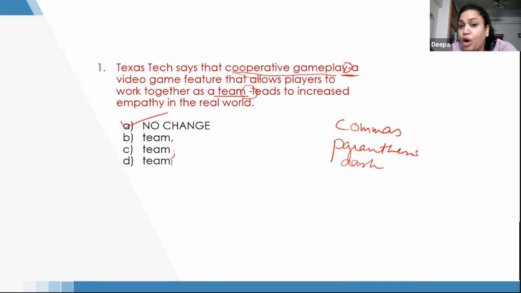Like in this sentence, we were talking about cooperative gameplay, and we were discussing what it is. We were describing what gameplay is, the cooperative gameplay. So if we remove it, it will make sense. Now, Texas Tech says that cooperative gameplay leads to increased empathy in the real world. Makes sense. But what is cooperative gameplay? This parenthetical element gives us a better idea. It's a gameplay feature that allows players to work together as a team. Clear? Let's go to the second question.